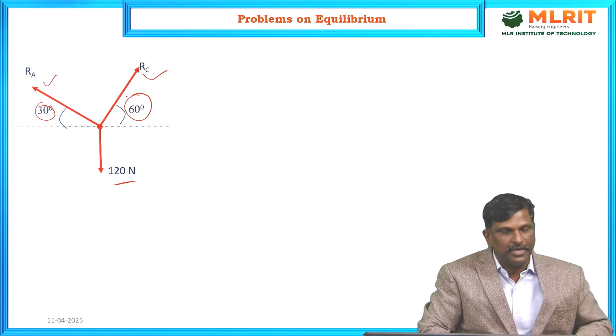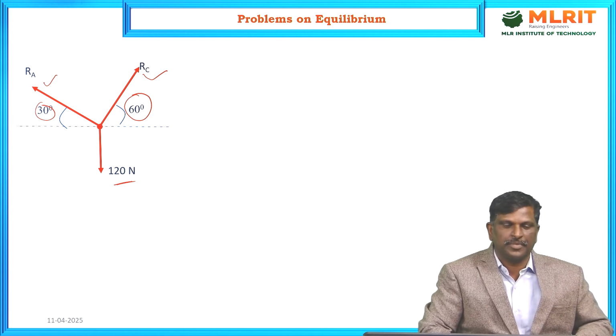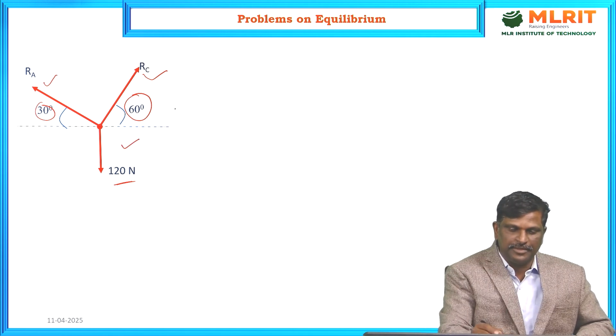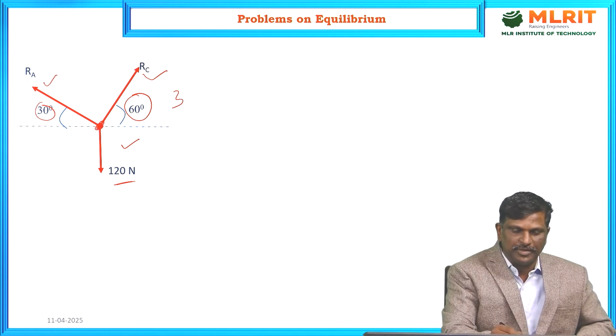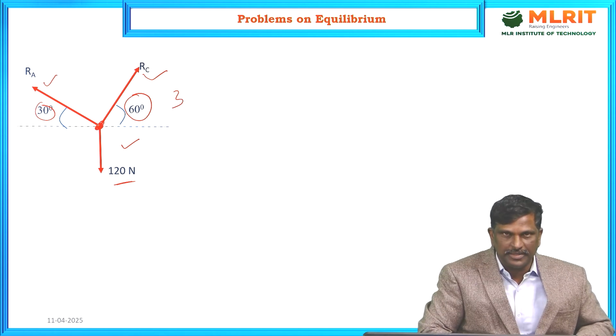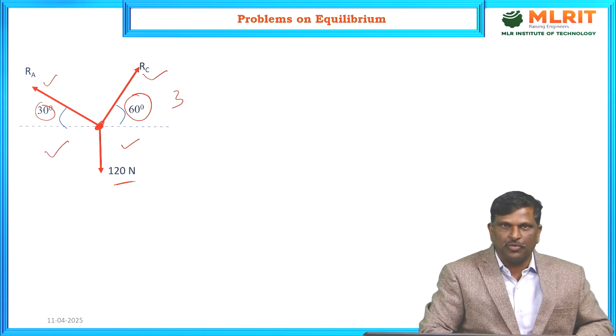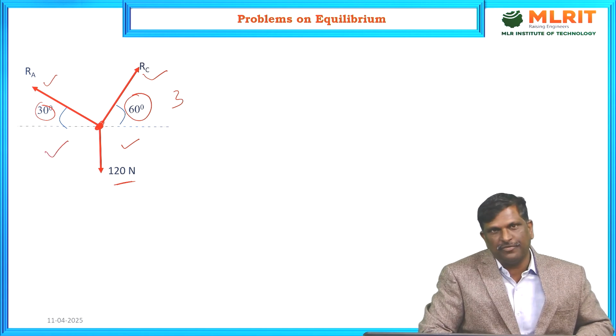From this point, we have two methods for solution. One, we can apply Lami's theorem. Lami's theorem is applicable only when three forces are acting and the three forces are concurrent. All the forces are meeting at one point and the body is under equilibrium. We can apply Lami's theorem, or we can go with the resolution of forces.